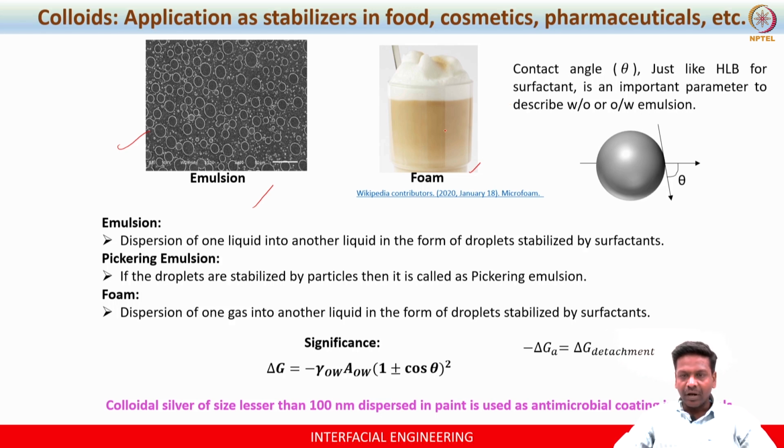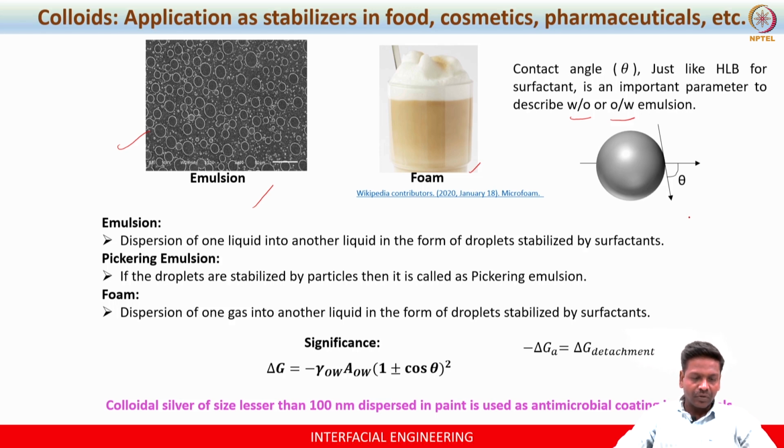And what is shown in the schematic is a foam. It's a good example of a liquid gas system. Like we have seen in our module number 2, when we dealt with the contact angle, surfactant and all, we described that the contact angle is just like the HLB number that we define for surfactant. The contact angle is very important for the particle system, because that is what decides whether it will stabilize a water in oil emulsion or an oil in water emulsion. Okay, so theta, the contact angle, is a very important parameter in this context, right.